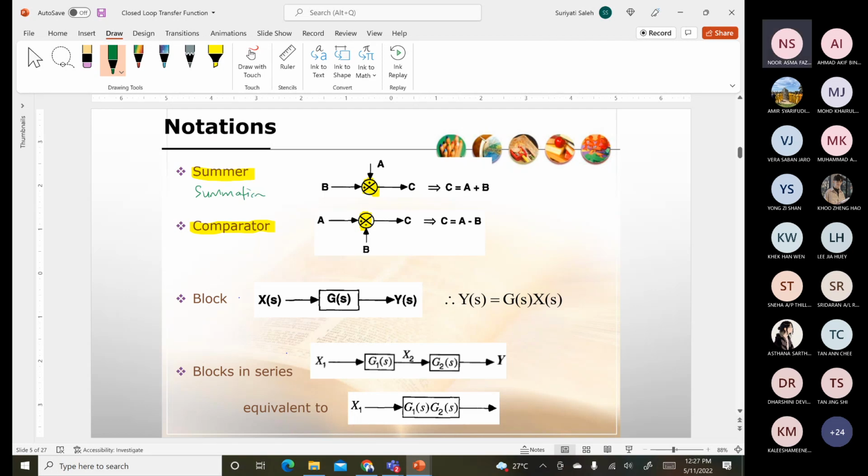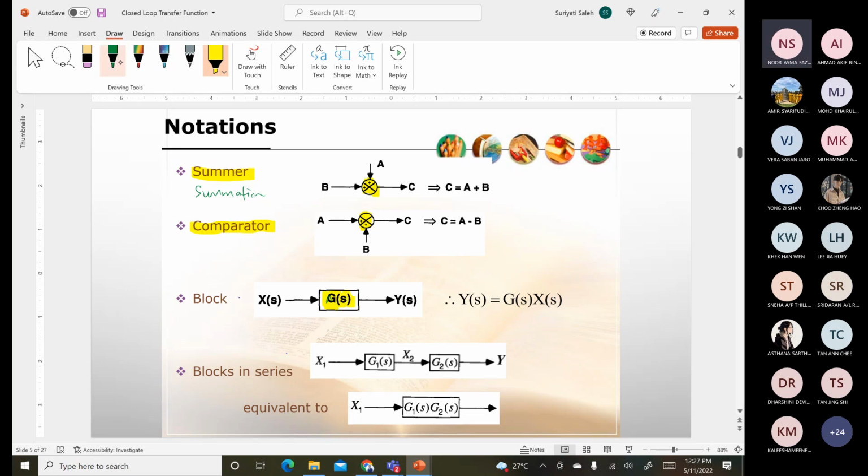So these are the two commonly used notations for the comparator: plus minus or plus plus. You don't have negative minus or negative negative. Normally you only have plus plus or plus minus. And then here we have the block diagram. Normally here the block diagram G.